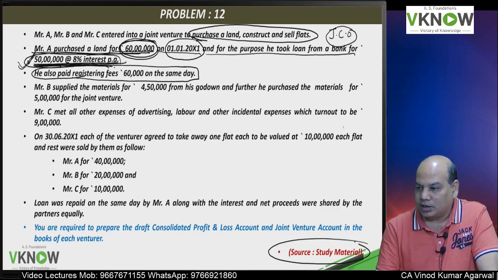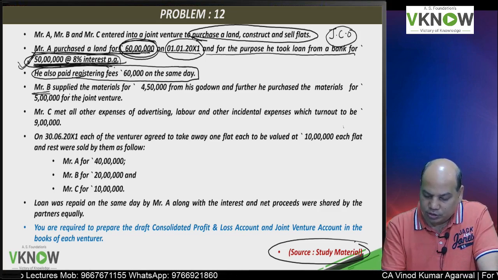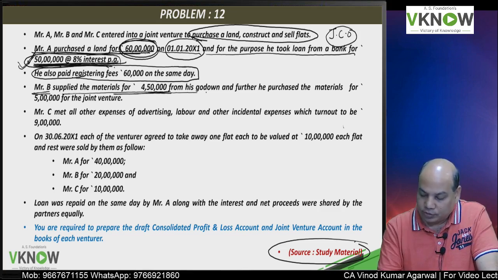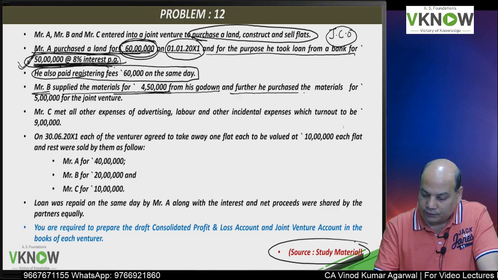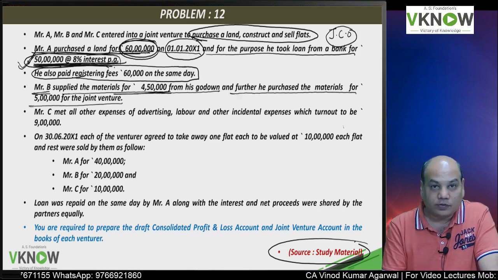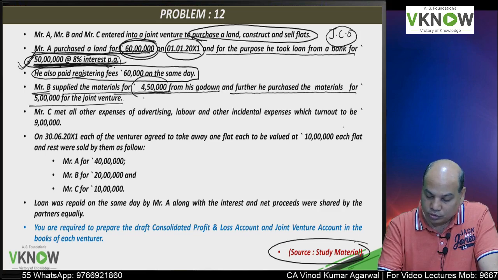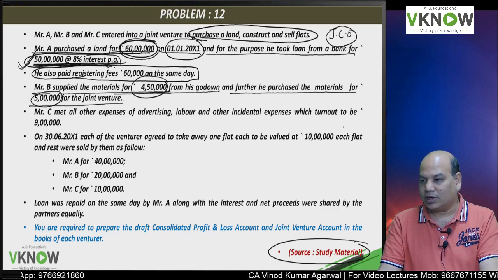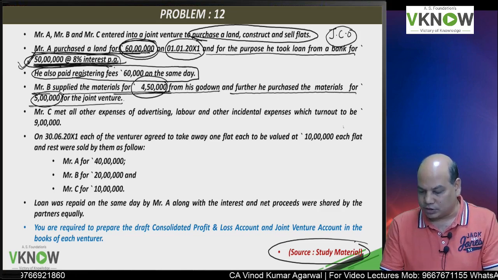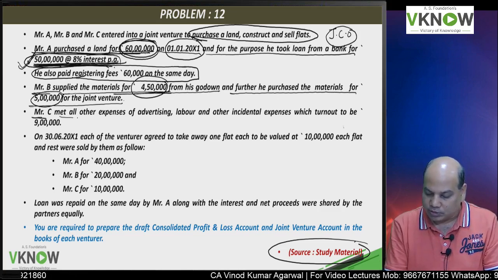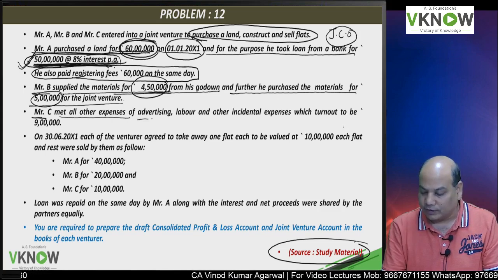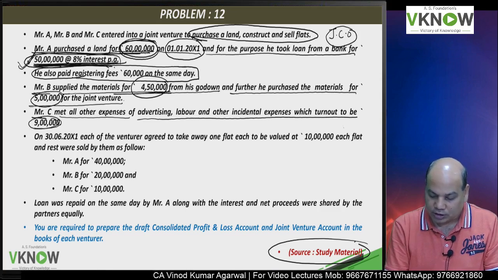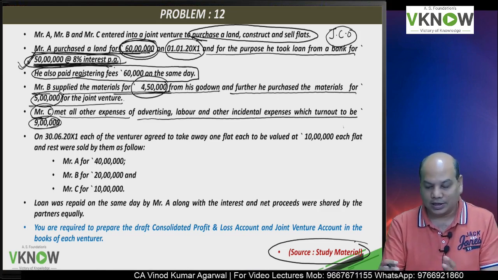Mr. B supplied the material. Now what is Mr. B doing? He supplied the material for 4,50,000 from his own godown, and further he purchased the material of 5 lakh for the joint venture. So he has contributed material worth 9,50,000 for joint venture. And what about Mr. C? He made all other expenses of advertising, labor and other expenses, which is 9 lakh. So C incurred 9 lakh.